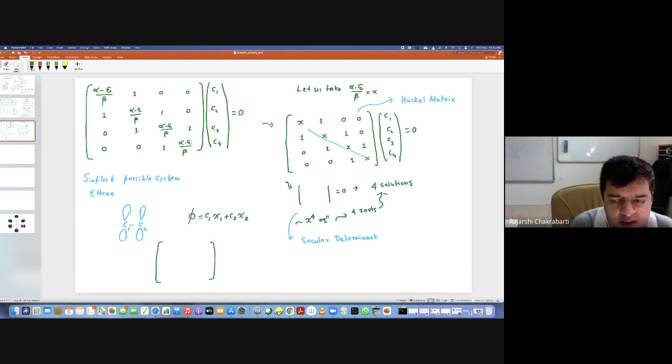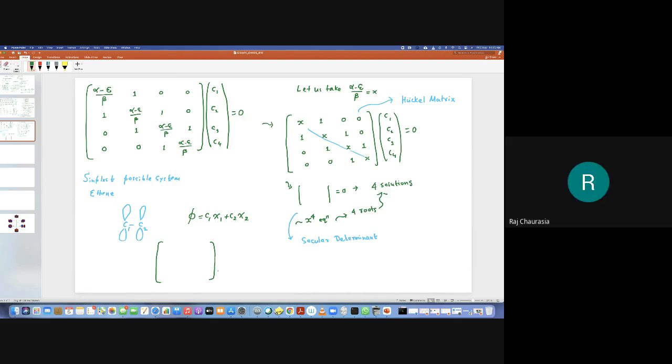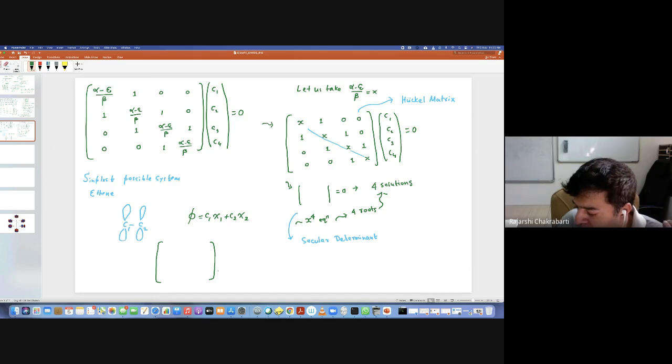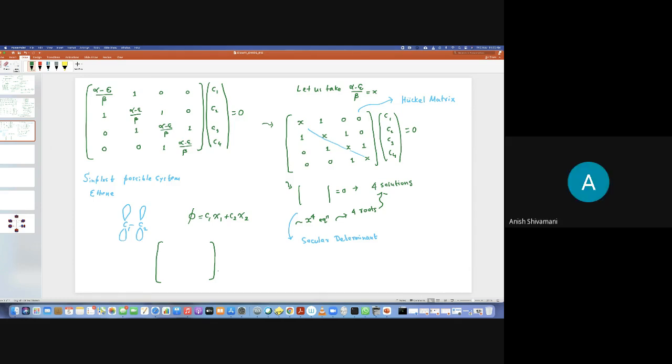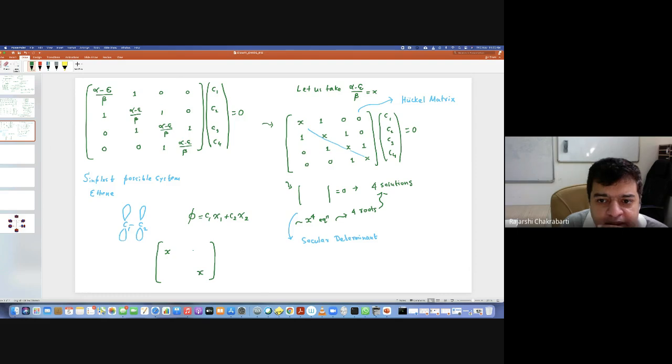So I have already shown you how to construct it for 4 cross 4. Now I'm asking you how to do it for 2 cross 2. x 1, 1 x. I told you that the diagonal elements are always x, no? And next to it is always 1, here, here, here. So what are you going to get? You are going to get 1 here, because they are nearest neighbors, no? Here you have only 2 atoms, 2 p orbitals. And then you have C1, C2, equal to 0.